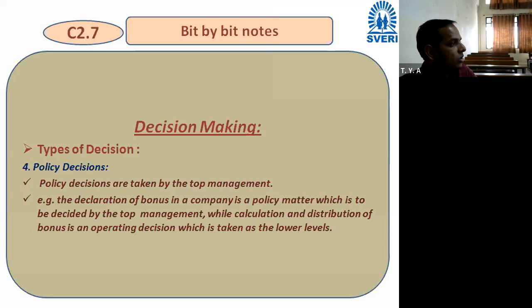Policy decision means what? Whatever top level people decide becomes policy, and the remaining people have to follow. Let it be related to bonus, let it be related to incentive, maybe insurance, health, medical aid, whatever it may be. Like that, decisions taken by the top management are the policy decisions.